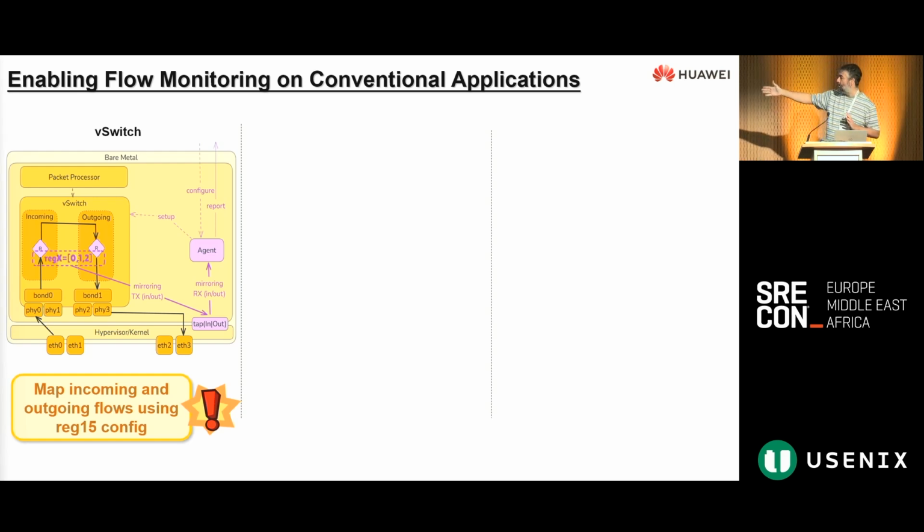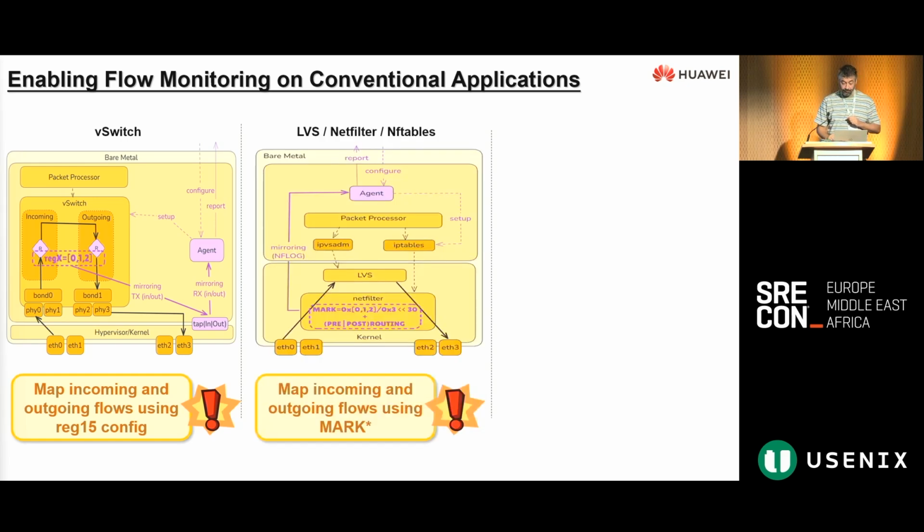One idea, for example, is to use one of the registers in the buffer to mark the packet. The other case is that some of those virtual devices use NetFilter. Once more, it's a very flexible tool. You can create your own configuration, you don't have to change the code. You can put some marks on those packets to know when they come in and when they come out. You can mirror those packets using a flag.